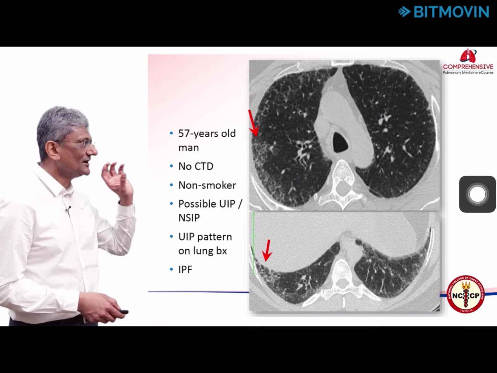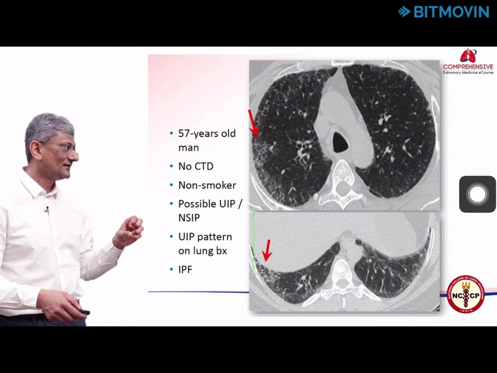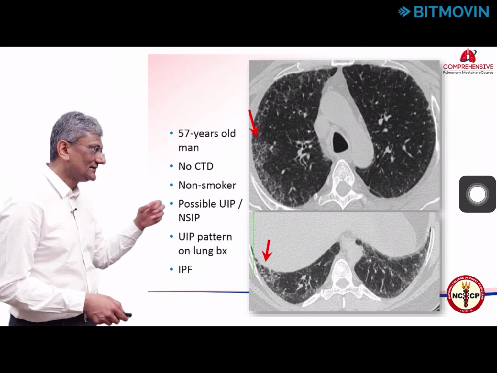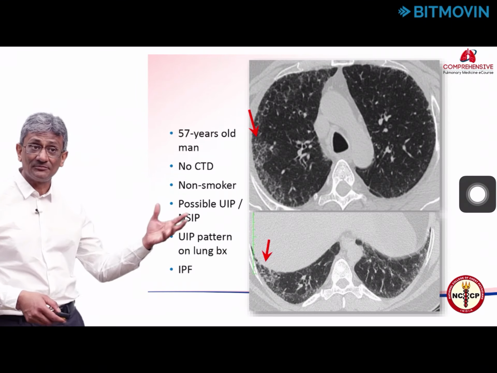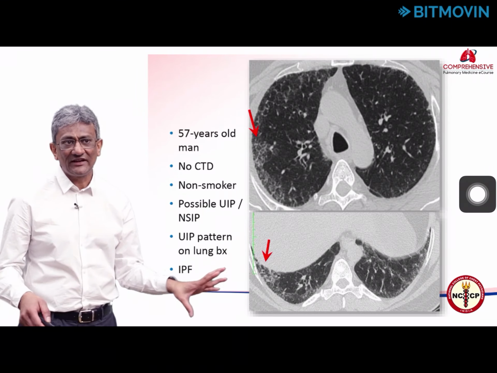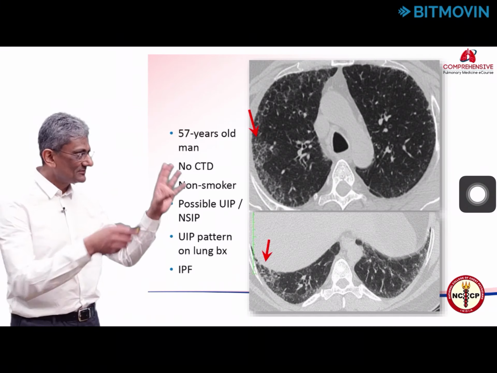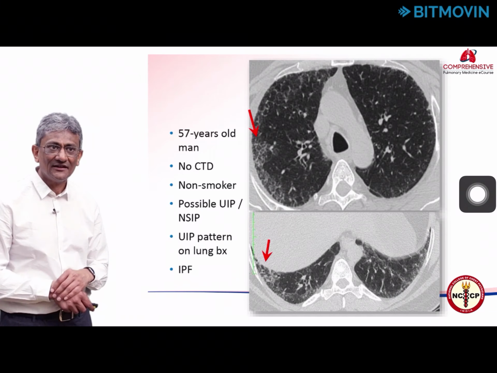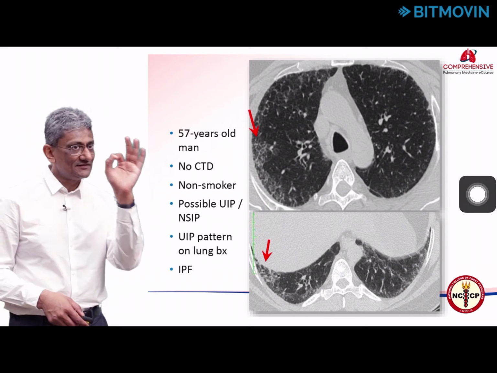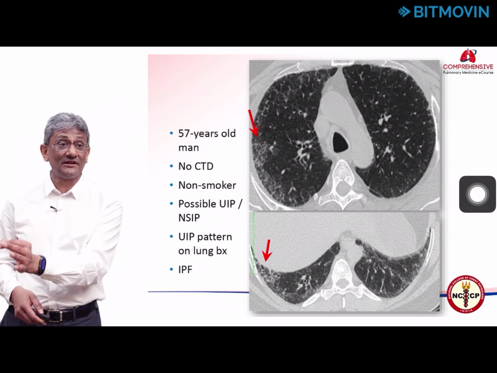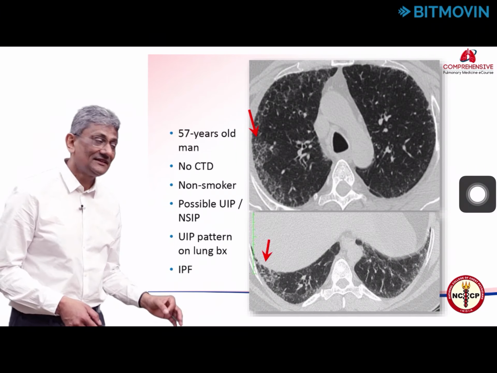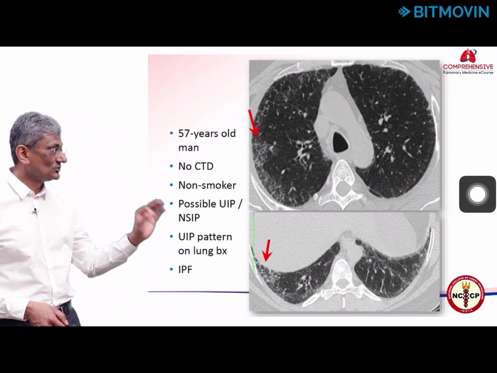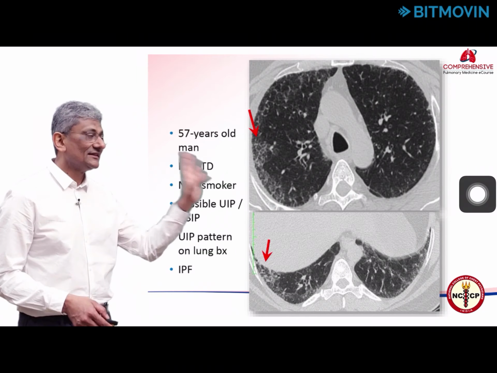For example, we have a 57-year-old man who has a reticular abnormality in the lower lobes and in the upper lobes, no significant traction bronchiectasis or honeycombing, but it is a fibrosing ILD. And the question is, is this possible UIP and therefore IPF, or is this an NSIP pattern? The patient has no CTD, is a non-smoker, and this is the dilemma.